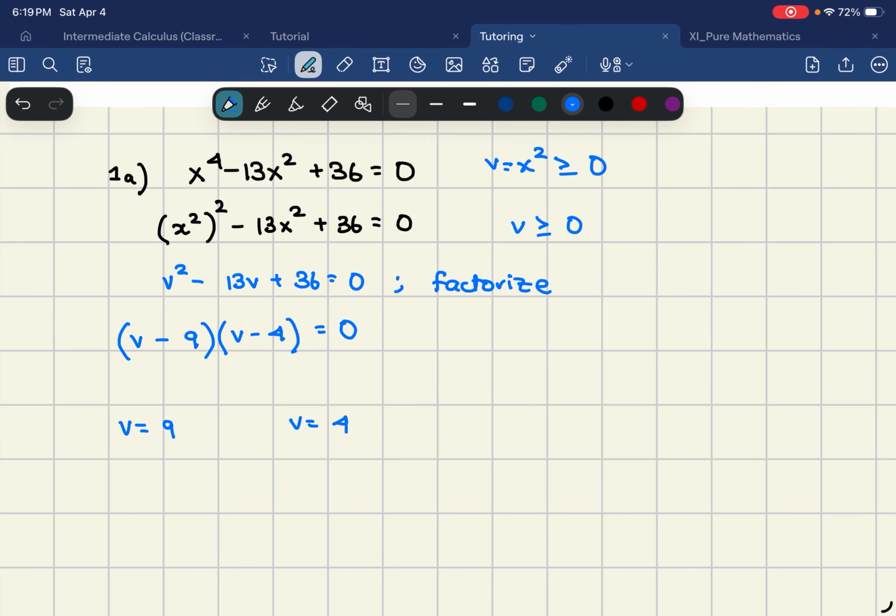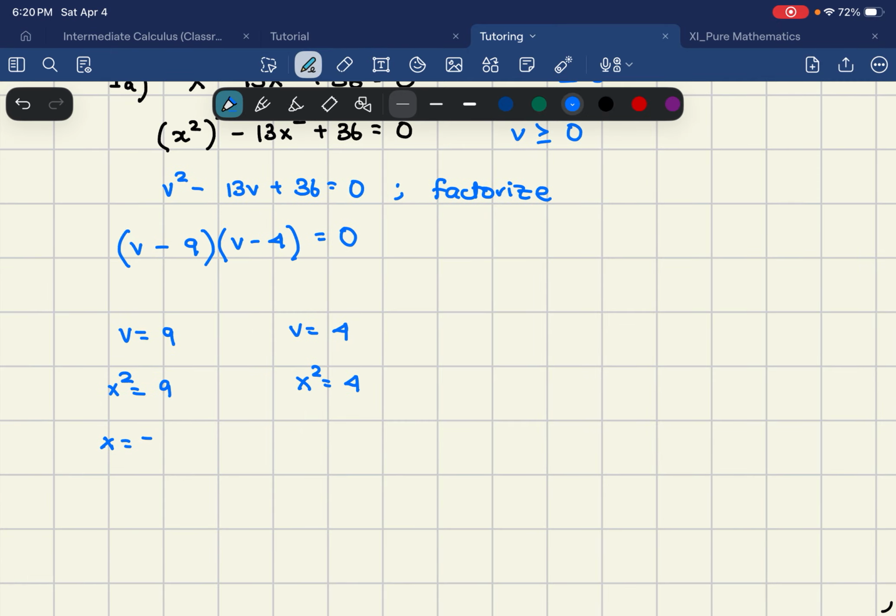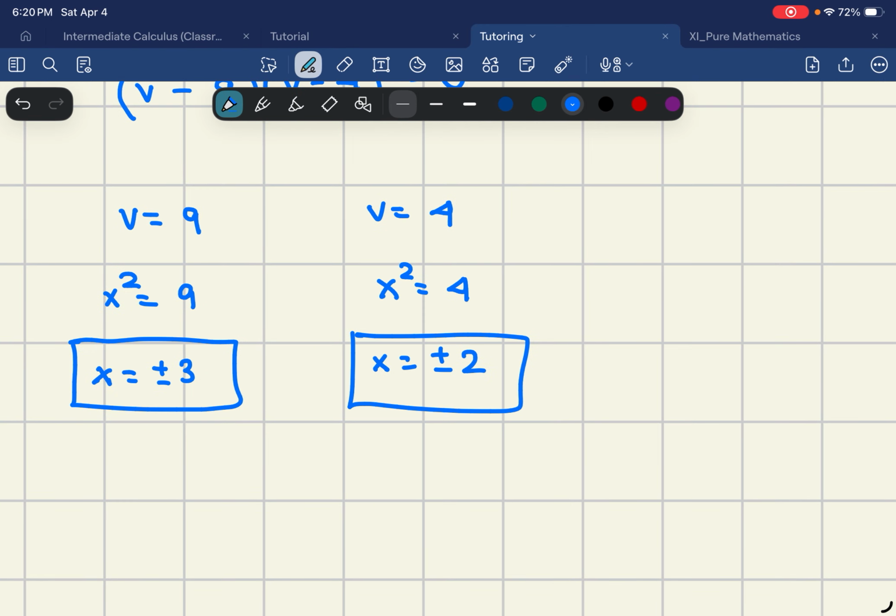But remember, we're not solving for v because v is just x squared. And we can take the square root. So normally, negative 3 squared gives me 9, positive 3 squared gives me 9 as well. So are both v values greater than 0? Yes. So actually, we can take both values. So plus or minus 3, and x is plus or minus 2, right? Negative 2 squared gives me 4, positive 2 squared gives me 4. Negative 3 squared gives me 9, positive 3 squared gives me 9. So I have 4 x values that satisfy this equation.